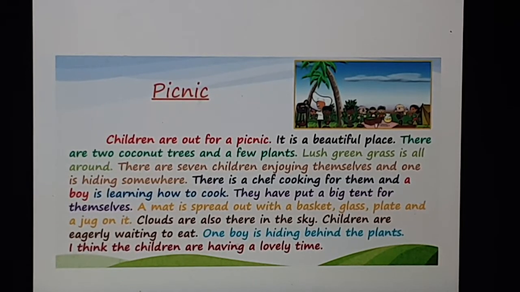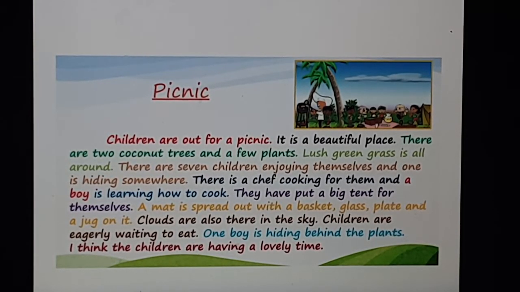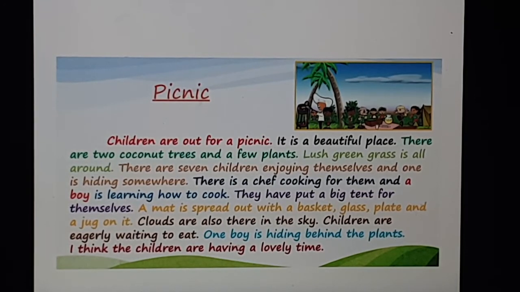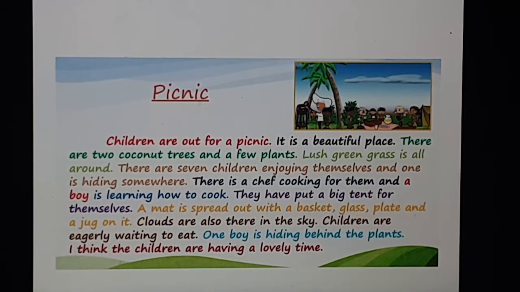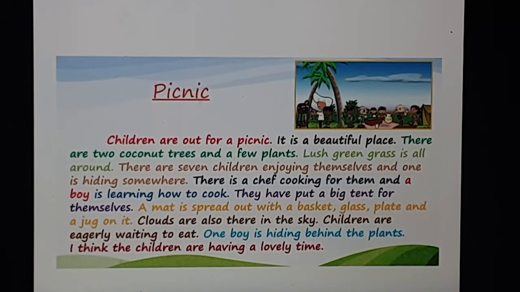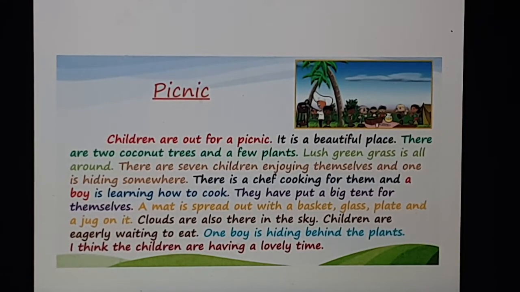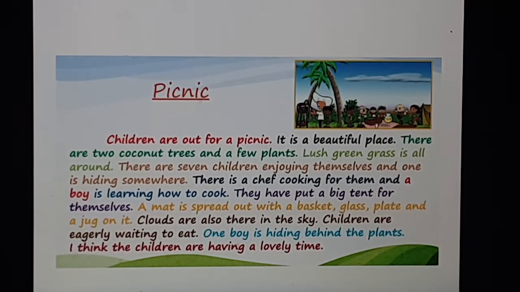There are 2 coconut trees and a few plants. Lush green grass is all around. There are 7 children enjoying themselves and one is hiding somewhere. There is a chef cooking for them and a boy is learning how to cook. Most probably, this is your imagination. It cannot be true. He must be just waiting for food and all. But whatever you observe, you can note that down. It is for your imagination to work, whatever things you want to put in that.